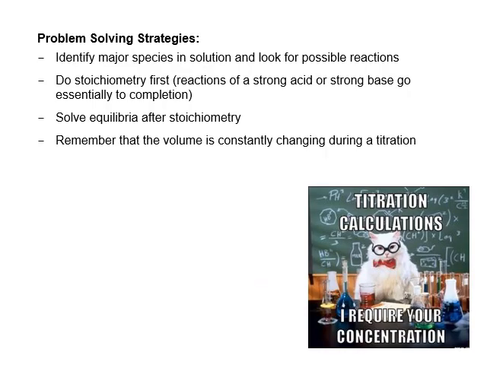What are some problem-solving strategies for titrations? These are similar to strategies that we've discussed before. When given a problem, you want to make sure that you identify the major species involved and look for possible reactions. Do the stoichiometry reactions first. These are the reactions involving a strong acid or a strong base, the ones that go essentially to completion. If after taking care of those, you still have acids and bases in your system, you'll want to deal with any equilibria issues. Another point to remember is that the volume is constantly changing during a titration, so you'll usually want to do your calculations in moles and then solve for concentrations by considering the new total volume.